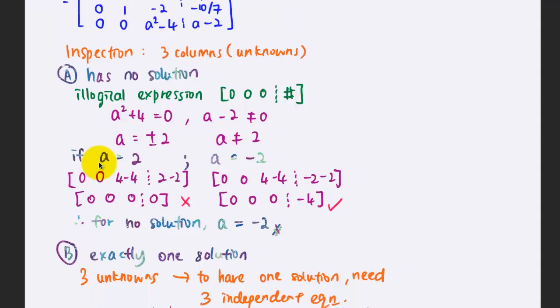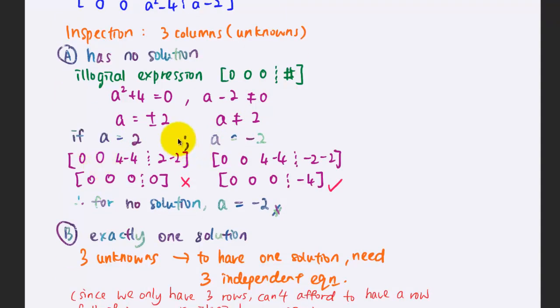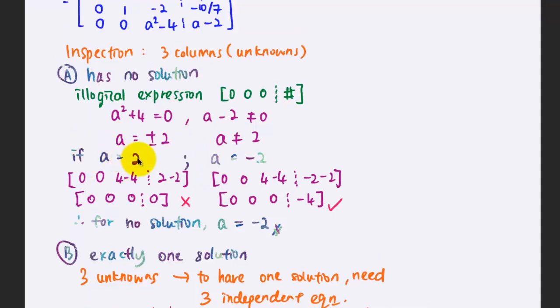So let's use a quick check to determine which values or which range is the correct one. If A is 2, then you end up with 0, 0, and 4 minus 4 is 0, and 2 minus 2 is 0. So this is actually not an illogical expression. Apparently A equals 2 is not our answer. Now let's look at A equals negative 2. You have 0, 0, and 4 minus 4, and negative 2 minus 2, so you have a negative 4. This is the typical illogical expression, and hence we say that in order for the system to have no solution, A equals negative 2.